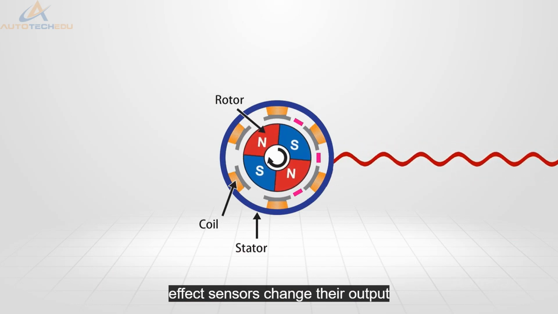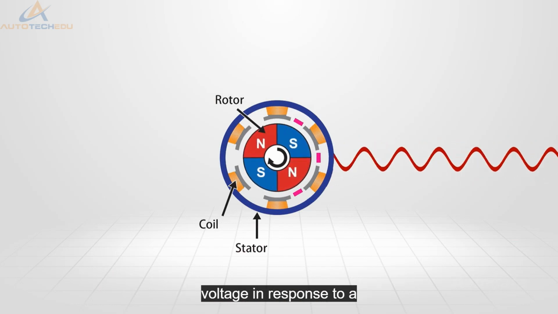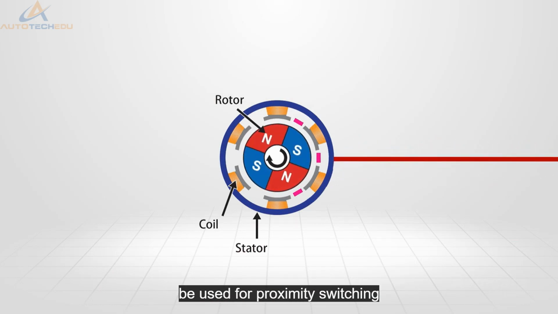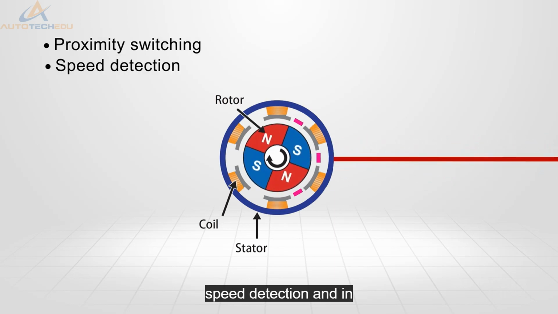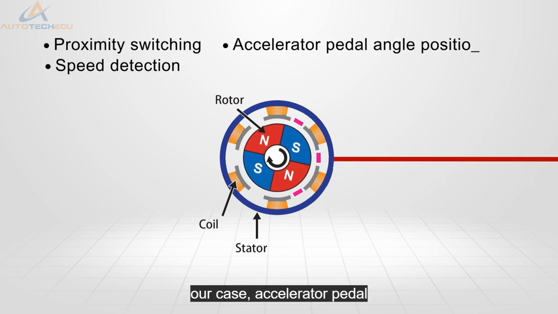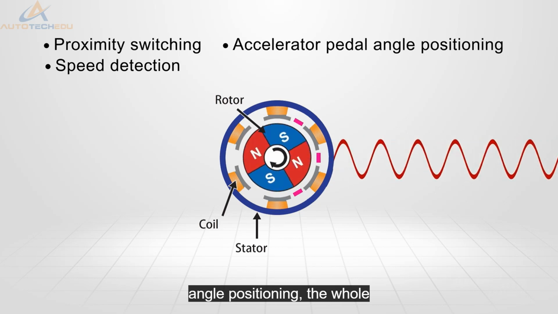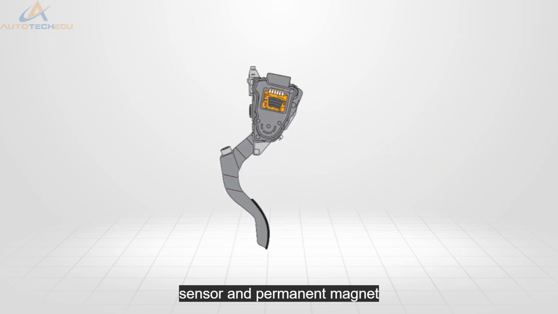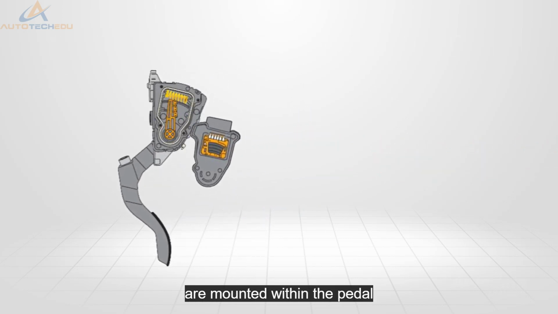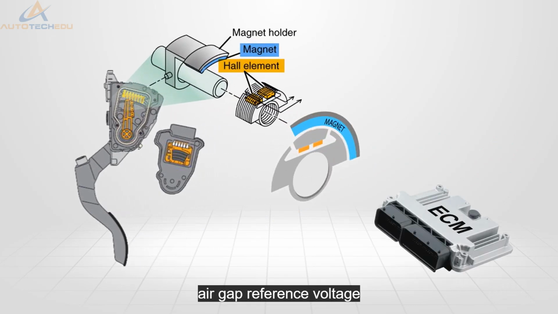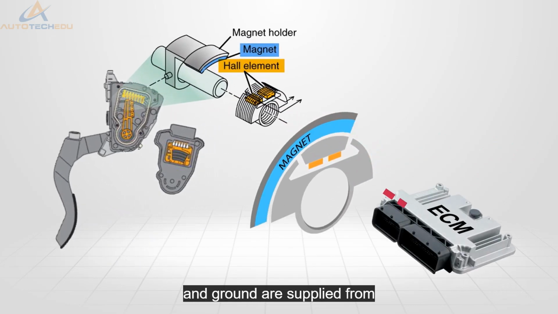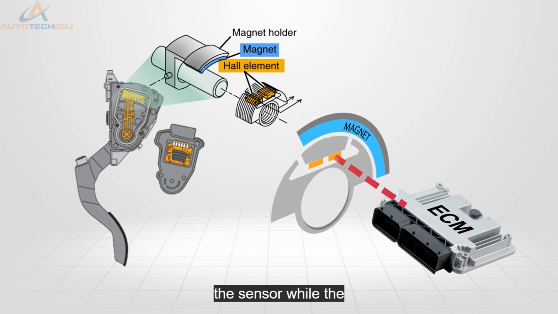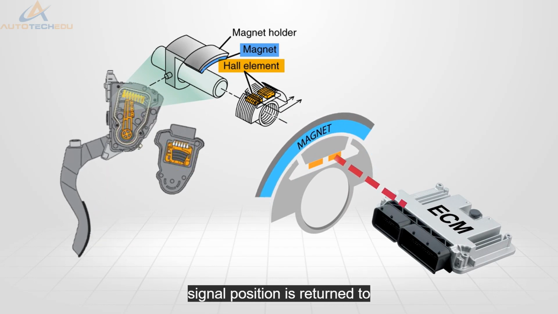Hall effect sensors change their output voltage in response to a magnetic field. They can be used for proximity switching, speed detection, and in our case, accelerator pedal angle positioning. The Hall sensor and permanent magnet are mounted within the pedal housing separated by a fixed air gap. Reference voltage and ground are supplied from the ECM to the sensor, while the signal position is returned to the ECM.